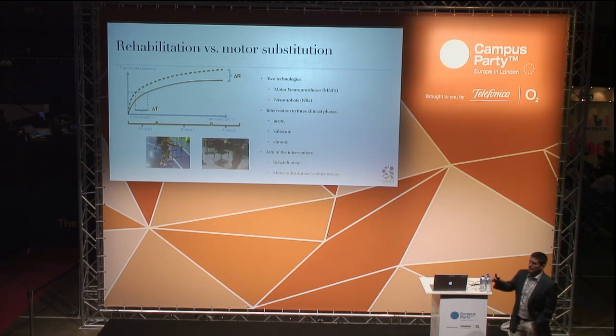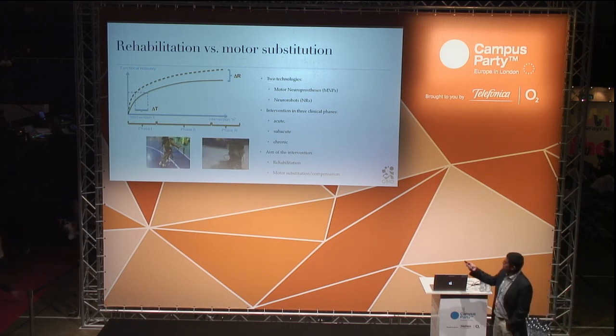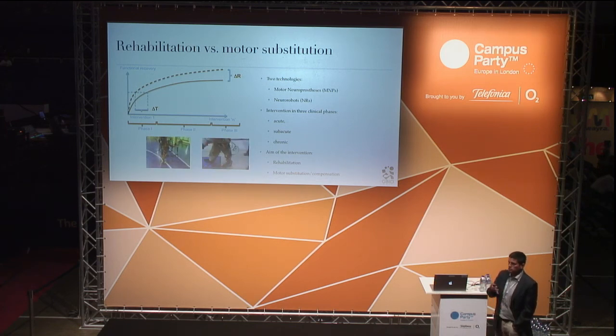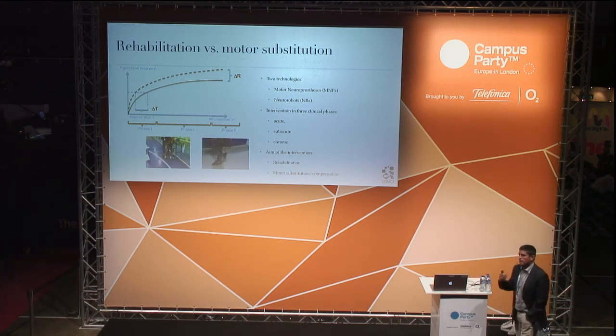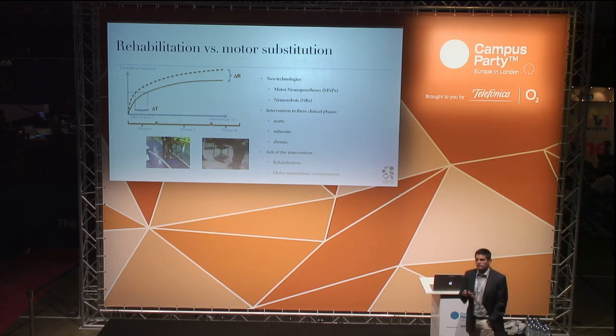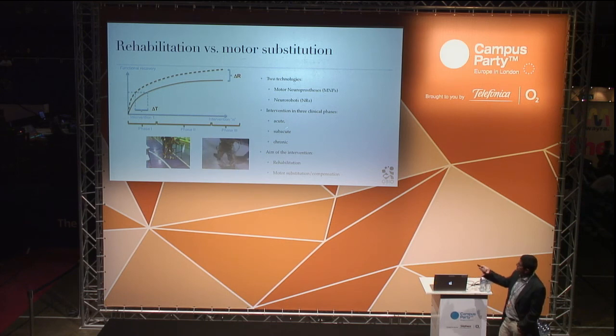So in this project that I was mentioning before, we are combining different technologies. Neurorobots is what you saw before. And then motor neural prostheses is a functional electrical stimulation of the muscles of the different limbs of the patients. We use these technologies in combination in the three clinical phases: acute, subacute, and chronic. And the aim of the intervention in these two phases is rehabilitation, and in this phase here, just motor substitution or compensation.